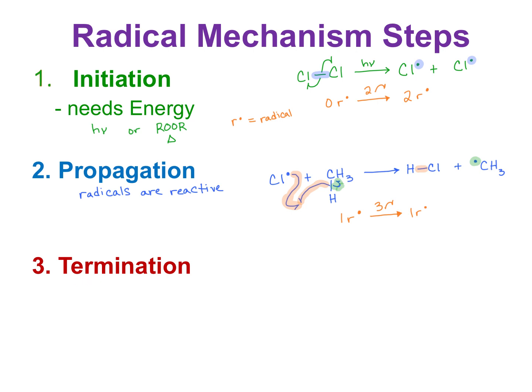So looking at the steps we have so far, we have one reaction that goes from 0 to 2 radicals. We have one that goes from 1 to 1 radical. So what do you think termination might be? It's natural to expect there to be the opposite of initiation, right? So we're going to go from 2 radicals to 1 radical. So that might look like this example.